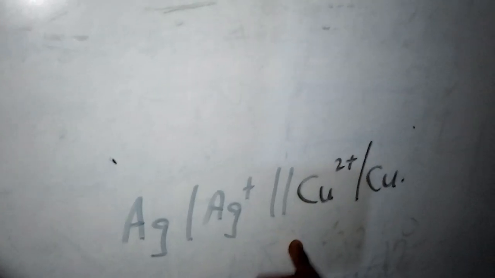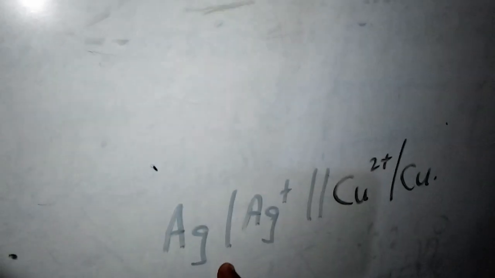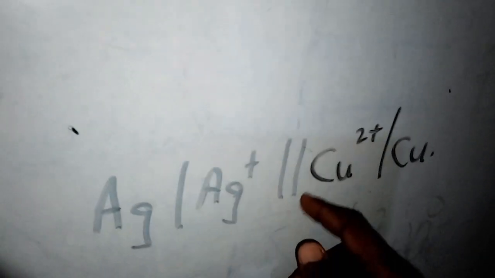Then this double slash here, when you have a schematic cell representation, symbolizes phase boundary. Oh, sorry, I beg your pardon. It is this single slash that stands for phase boundary. Double slash stands for the presence of a salt bridge. That is the essence of the double slash. It's very important. If you are drawing your voltmeter, you have your salt bridge there. That is why everything is measured in volts. Then you have your single slash, which stands for phase boundary.